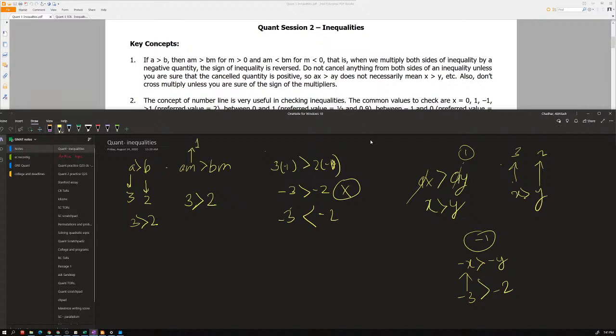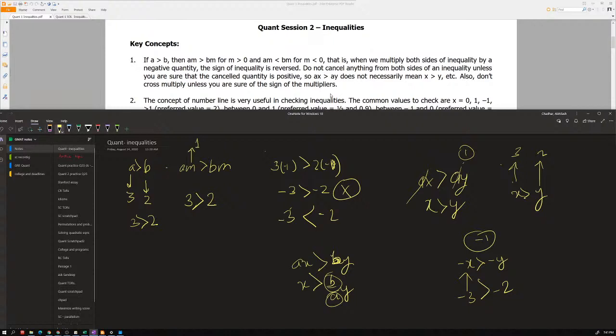Also, don't cross multiply unless you are sure of the sign of the multipliers. The same goes with cross multiplying, like ax is greater than by, and you cannot say ax is greater than b by a into y unless you know that both of them are positive or both of them are negative, and based on that you switch the signs.